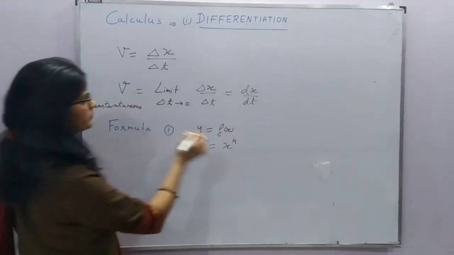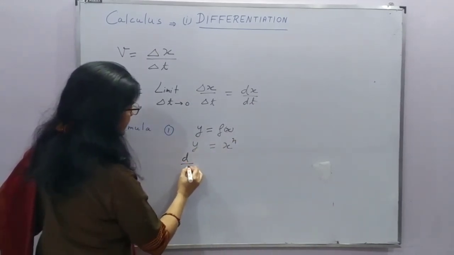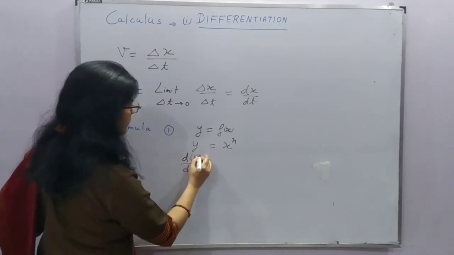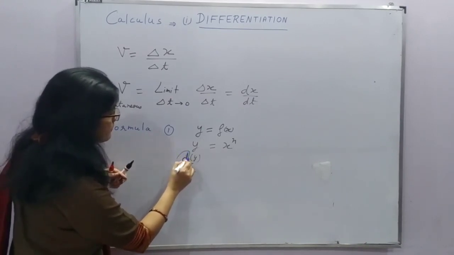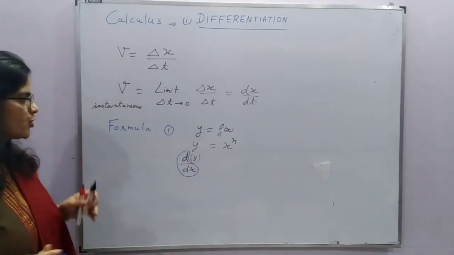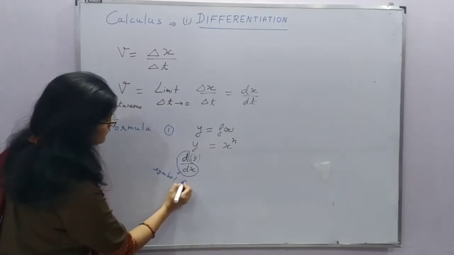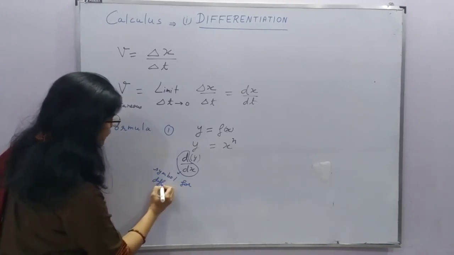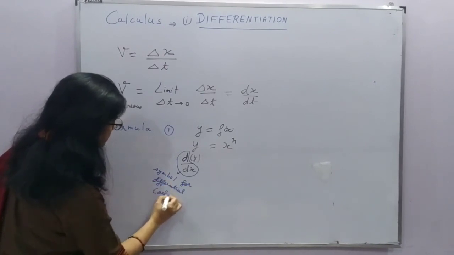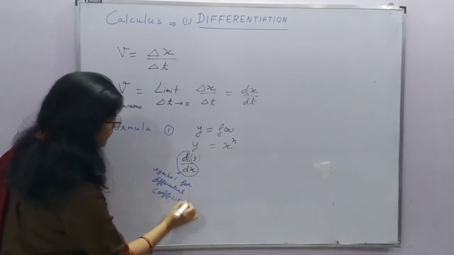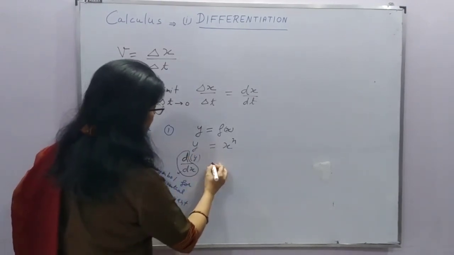So that means if we have this value, then d by dx of y, this term is called the symbol of differential coefficient. This is called the symbol for differential coefficient, right? So, if we find dy by dx, the formula directly as such, you have to learn this.